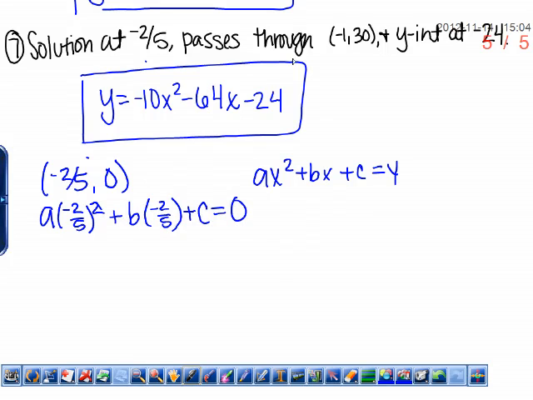Then it plugs in these other 2 points, negative 1, 30 and 0, negative 24. Once it has 3 equations with 3 variables, can't we use a system to solve that? You could put it into matrices, and the answer you get out is going to be your coefficients, a, b, and c. It's exactly what your calculator is doing when it gives you the quadratic regression. Does that make sense?